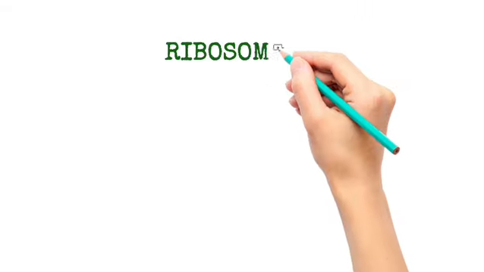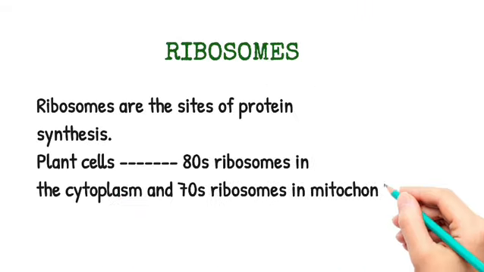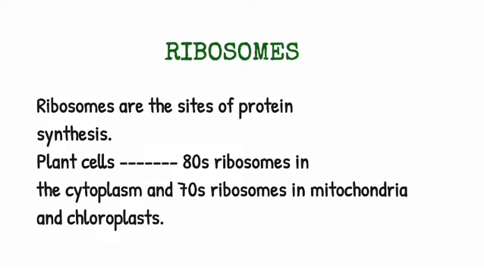Coming to ribosomes, these are the site of protein synthesis. Plants possess 80S ribosomes in the cytoplasm and 70S ribosomes in mitochondria and chloroplasts. This observation strongly supports the endosymbiotic theory.